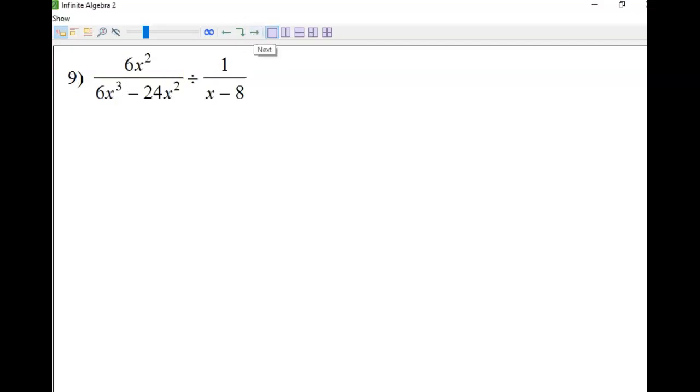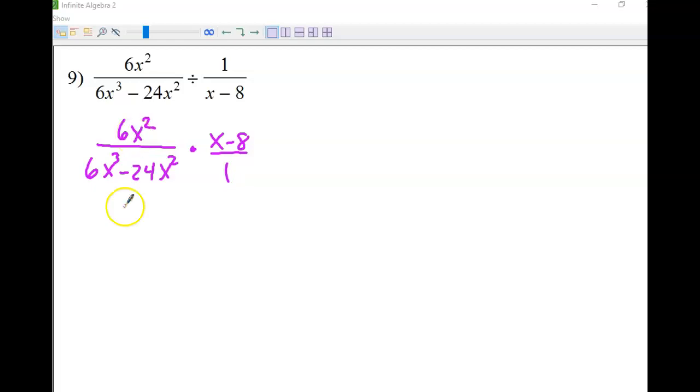All right, now we move on to a division problem. With division, you do same, change, flip. And after that, it's just like the multiplication where you're going to factor and cancel. So the top doesn't factor, x minus 8 doesn't factor, and 1 doesn't factor, but this one down here does.